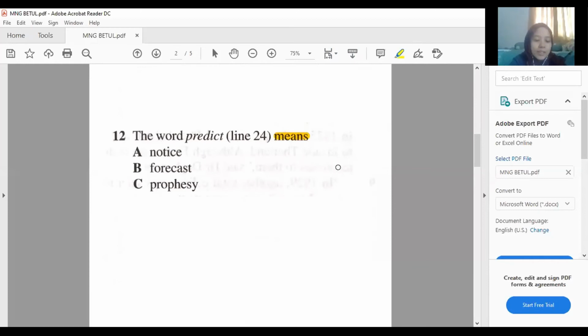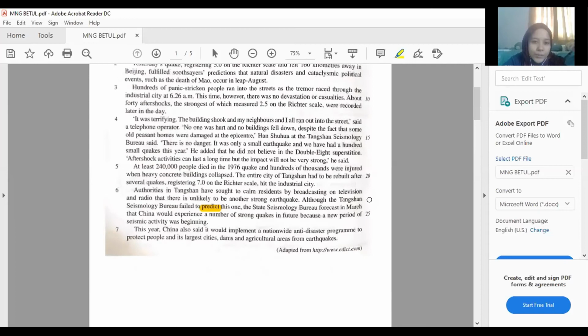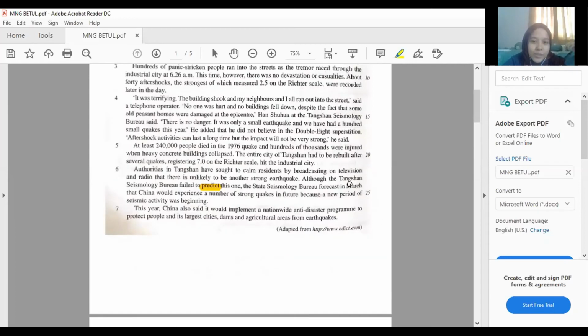The second step is to read and identify the keyword by underlining them. So "predict": it asks for the meaning of the word predict, line 24. And refer to the clues by using a strategy, contextual clues or word structure clues. So we'll use the word predict here, line 24, in paragraph 6. Although the Tangshan Seismology Bureau failed to predict this one, the State Seismology Bureau forecast in March that China would experience a number of strong quakes in future because a period of seismic activity was beginning.